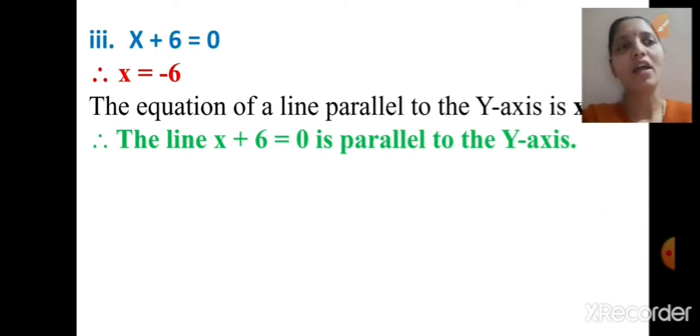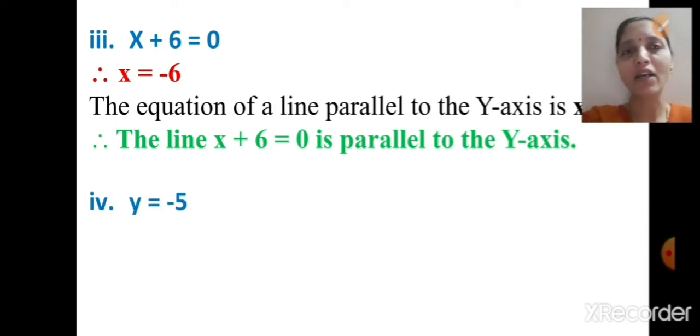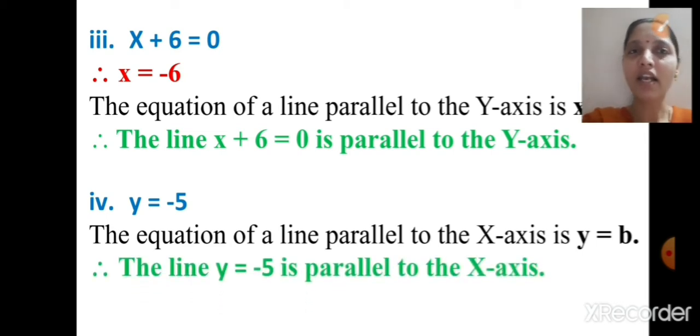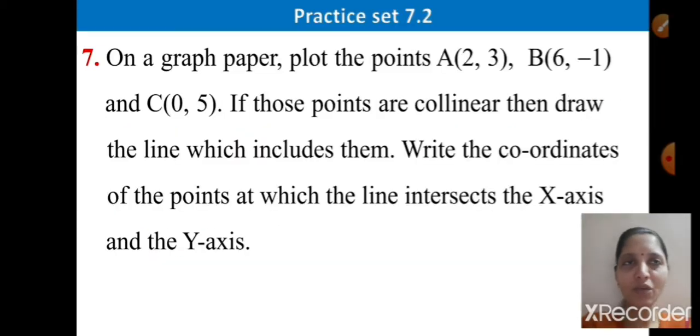Okay. Now let's see the next. y is equal to minus 5. Again the equation is in the form of y is equal to b. That means your line will be parallel to, yes, the x-axis. So let's write down the equation of a line parallel to the x-axis is y is equal to b. Therefore, the line y is equal to minus 5 is parallel to the x-axis. So I hope you all have understood how to find whether the given equation will have a graph parallel to the x-axis or y-axis. Okay. Now let's move on to the next question.